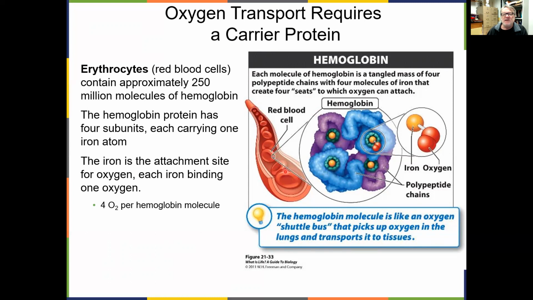But an individual red blood cell doesn't contain just one hemoglobin protein. They actually contain about 250 million hemoglobin molecules in every individual red blood cell. That means, since each one carries 4 oxygen, every red blood cell carries around 1 billion molecules of oxygen.